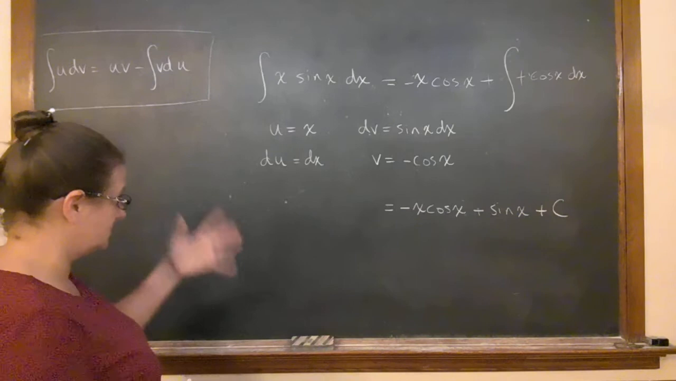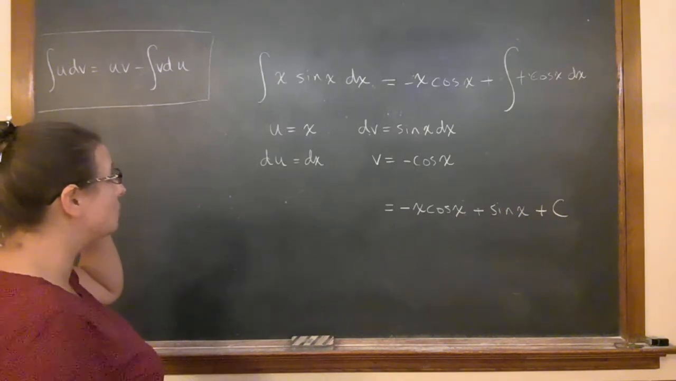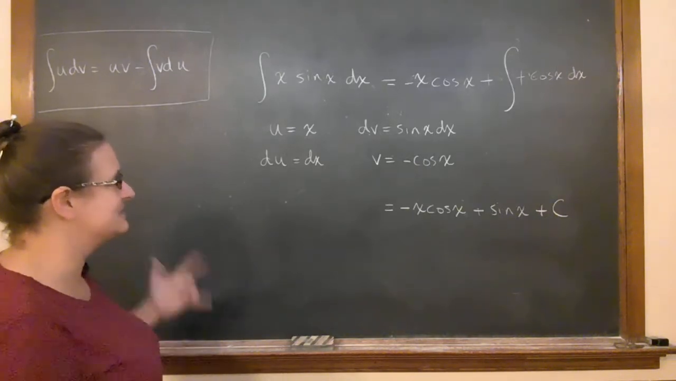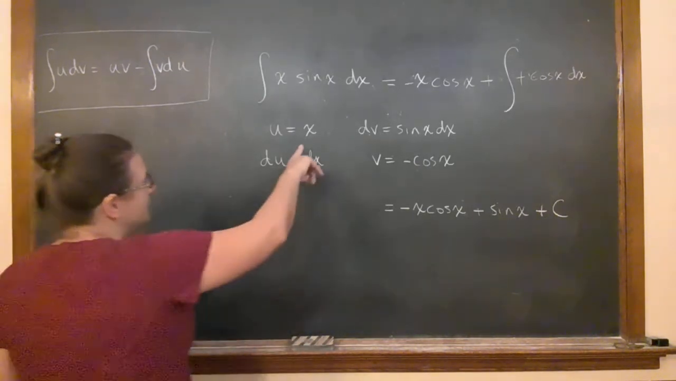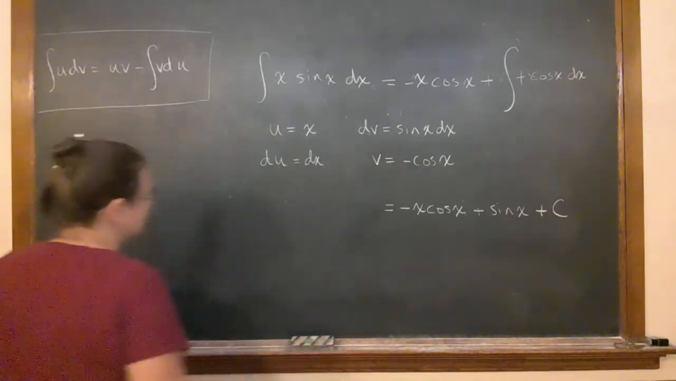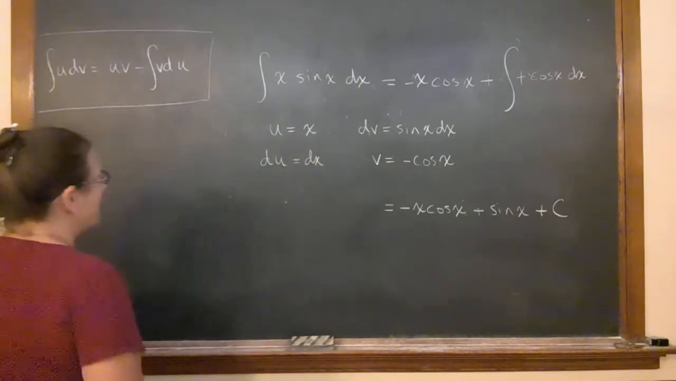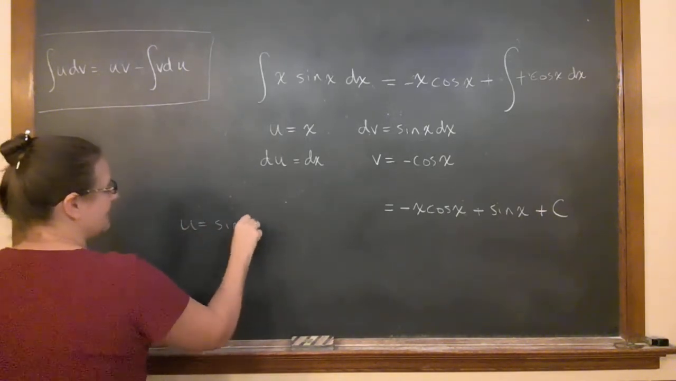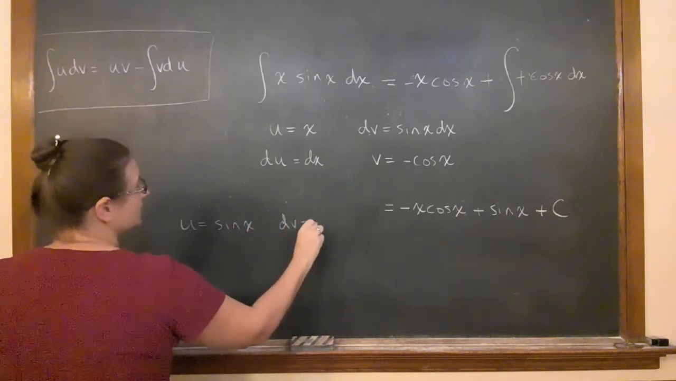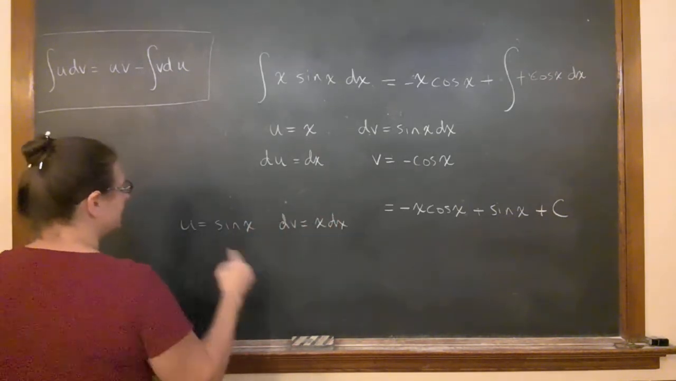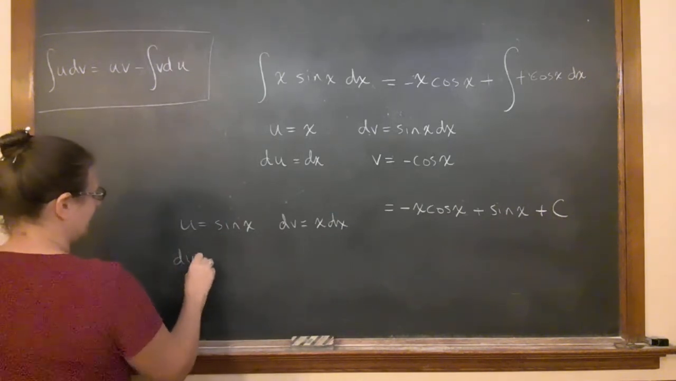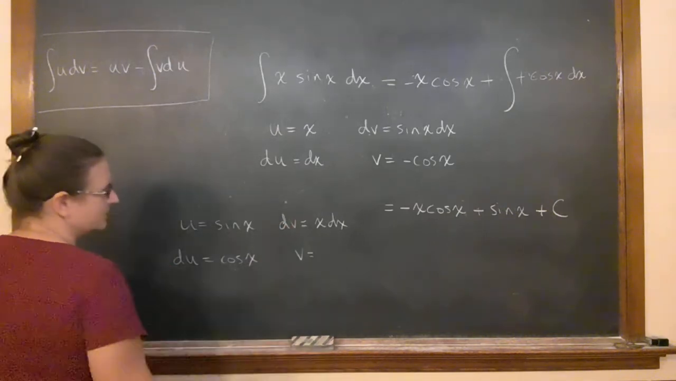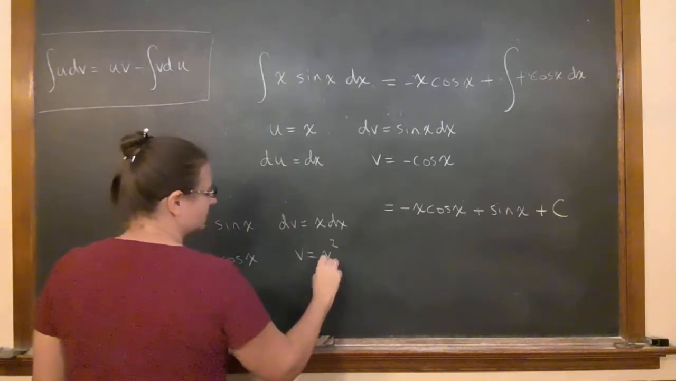Before I stop with this example, I do want to go over that other thing I mentioned. Okay, what if I had done it differently? Because I chose this to be u and that to be dv. So I have some other choices, right? Let's see what happens if I do u equals sine x and then dv equals x dx, right? So derivative of sine is cosine, and the antiderivative or the integral of x is x squared over 2.